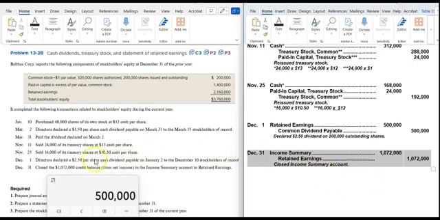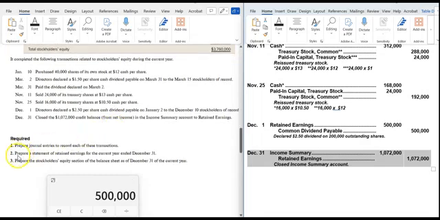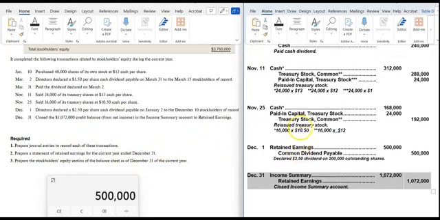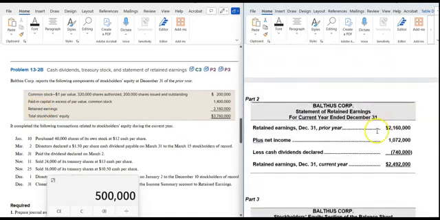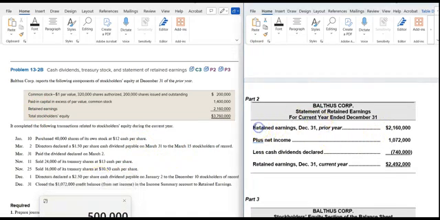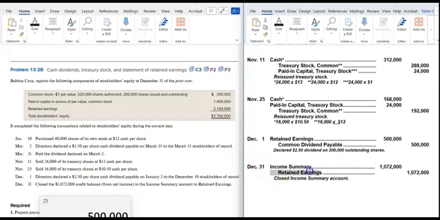Okay. All right, so we have now gone through all these transactions for the year. Let's prepare a statement of retained earnings for the current year ended December 31st. The statement of retained earnings is going to show anything that caused retained earnings to change. Well, we started the year with $2,160,000 in retained earnings. Net income would have increased retained earnings, because remember our journal entry, when we closed net income, we increased retained earnings.